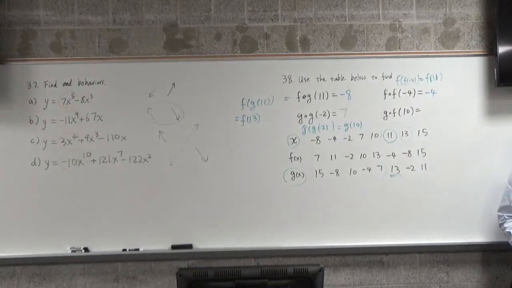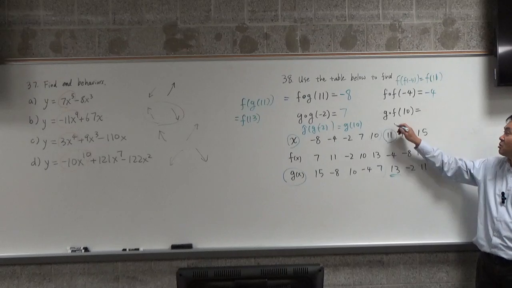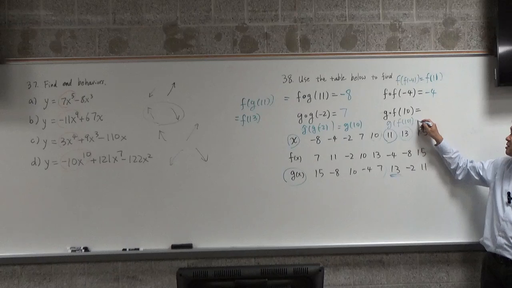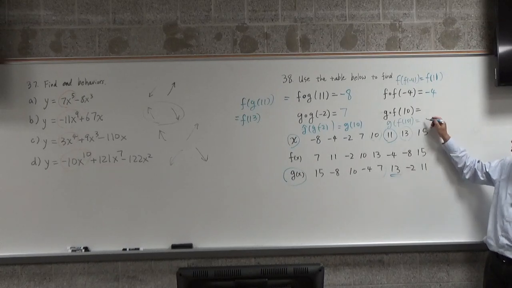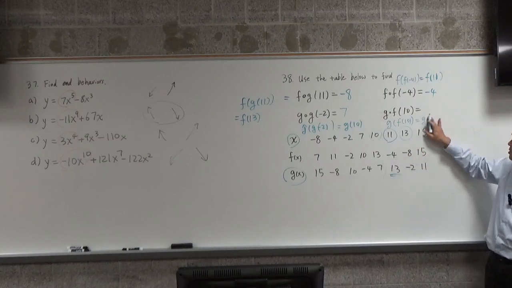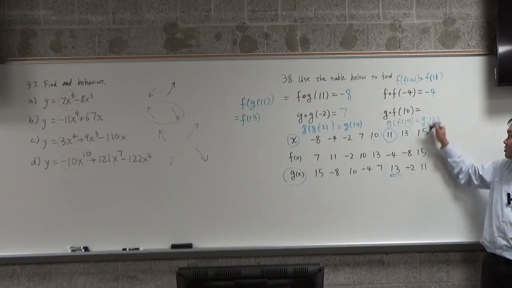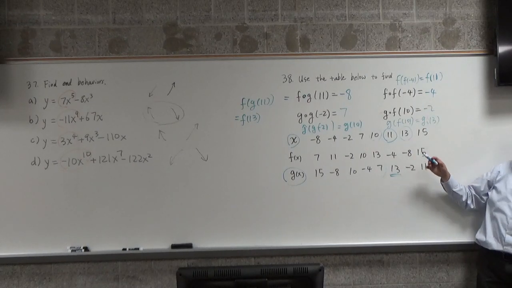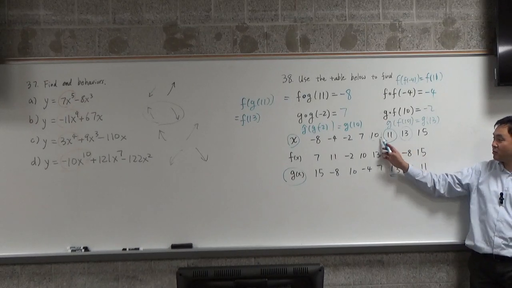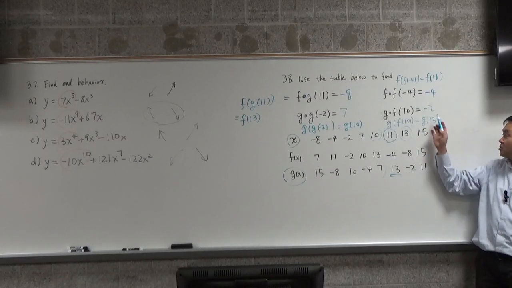It's pretty self-explanatory. The only challenge here is to know that this means g of f of 10. If you know that, then that's it. F of 10 is negative 4, so g of negative 4. No, sorry. F of 10 is 13. So you're looking for g of 13, which is negative 2. Is that right? F of 10 is 13, right? F of 10 is 13. And g of 13 is negative 2. So it's negative 2.